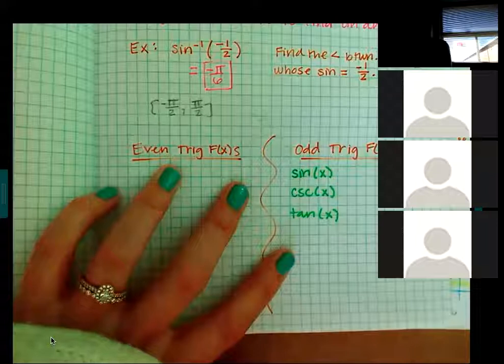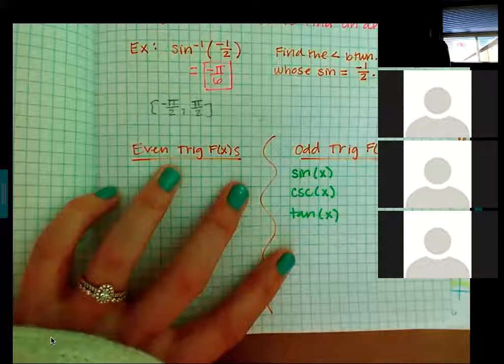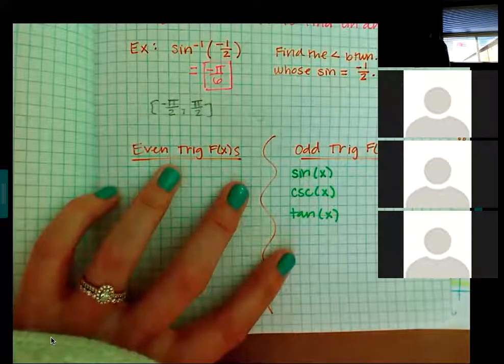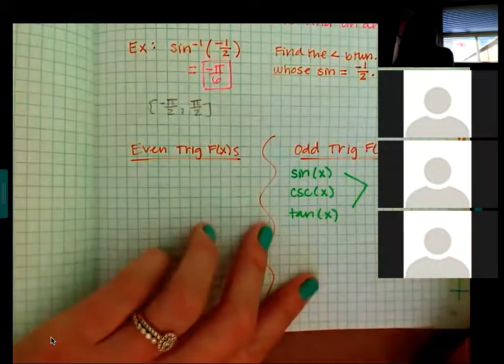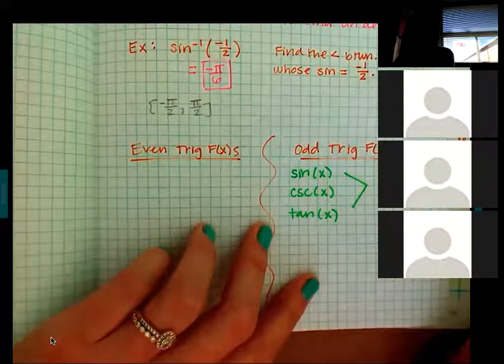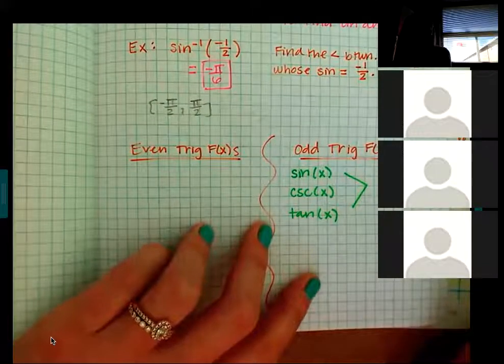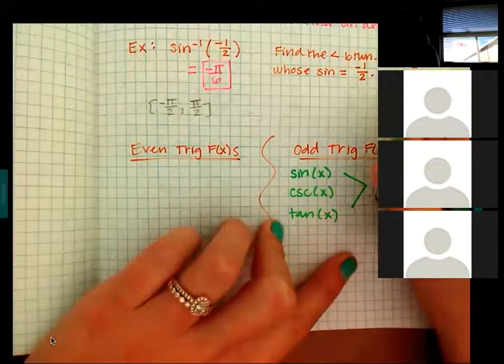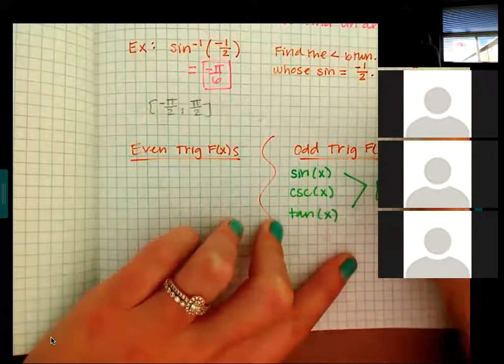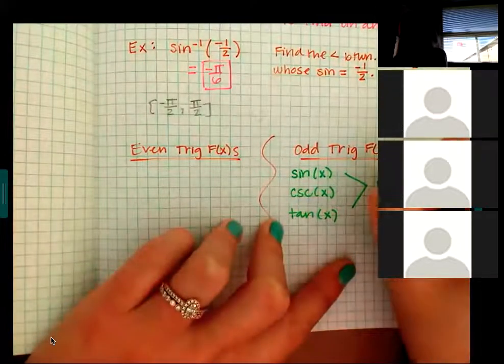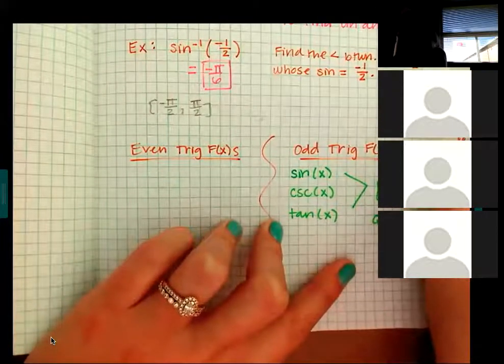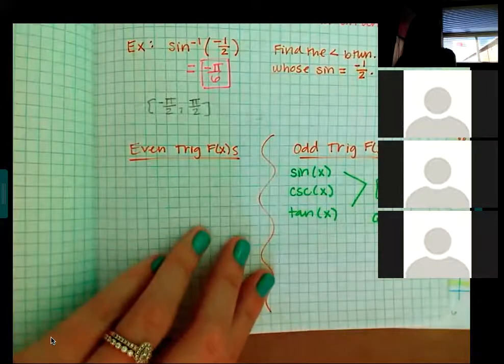Sine, cosecant, and tangent. If you graph them, they have origin symmetry, meaning they are odd, meaning we want quadrants 1 and 4. So for these three, what is my domain going to be in between? Negative pi over 2 and pi over 2. It's got to be an angle in quadrant 4 or quadrant 1 if it is odd.